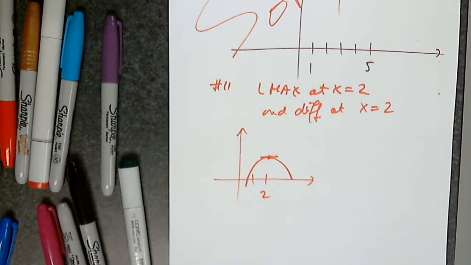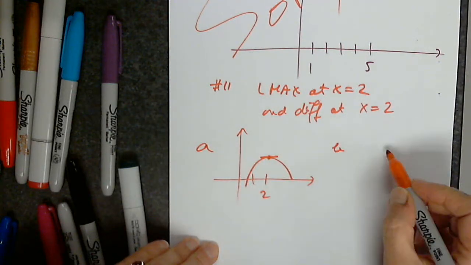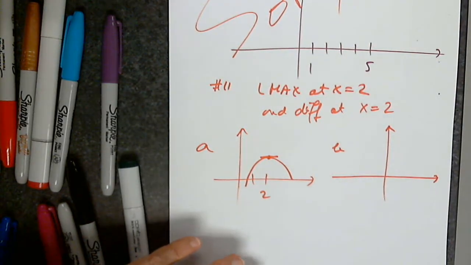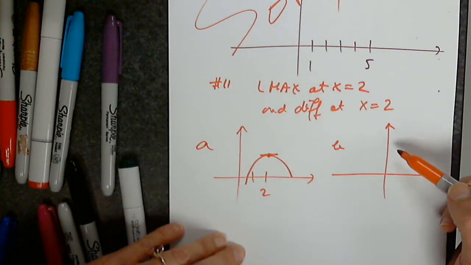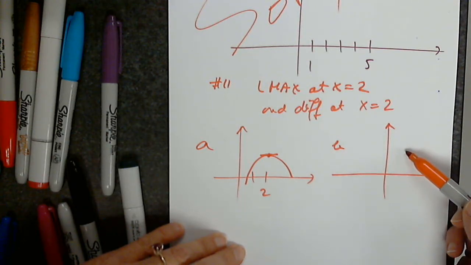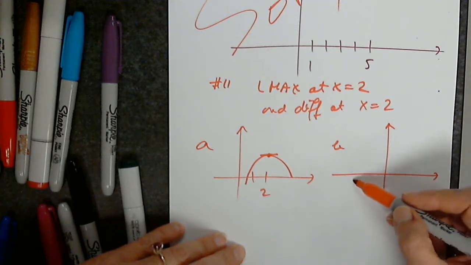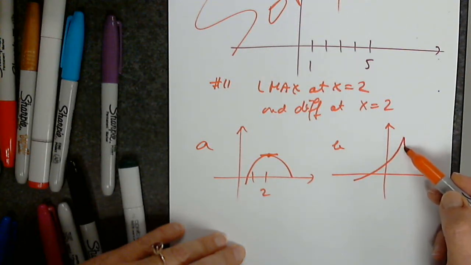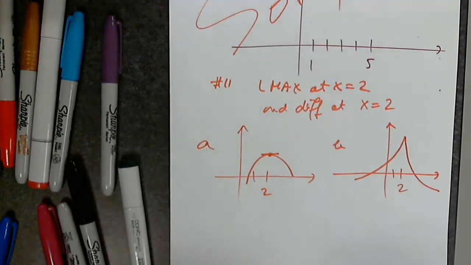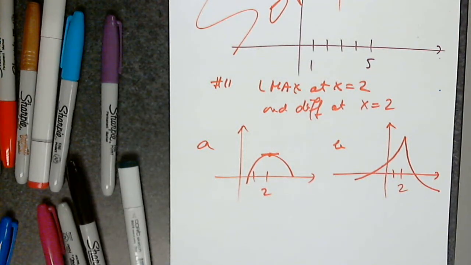Sketch the graph of a function that has a local max at 2 and is continuous but not differentiable at 2. Very nice. So this was part A. Continuous, not differentiable, but it has a local max at 2. Very good. Continuous, not differentiable at 2, but local max at 2.